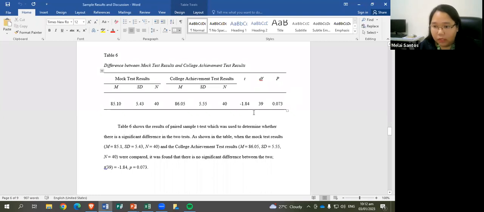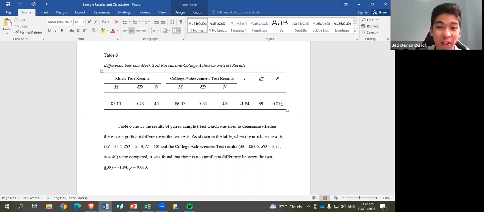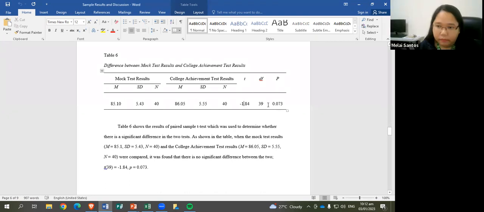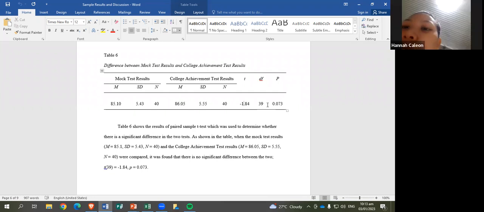And we now see that 0.07, is it higher or lower than 0.05? Higher. Therefore, do we accept the null hypothesis or do we reject the null hypothesis? Accept, ma'am.